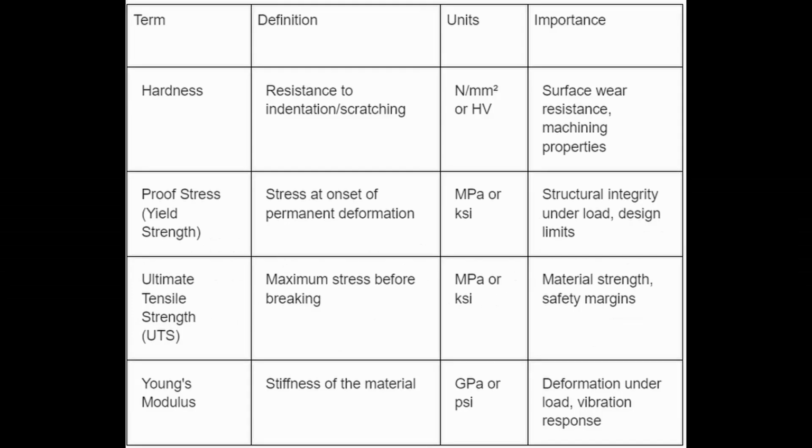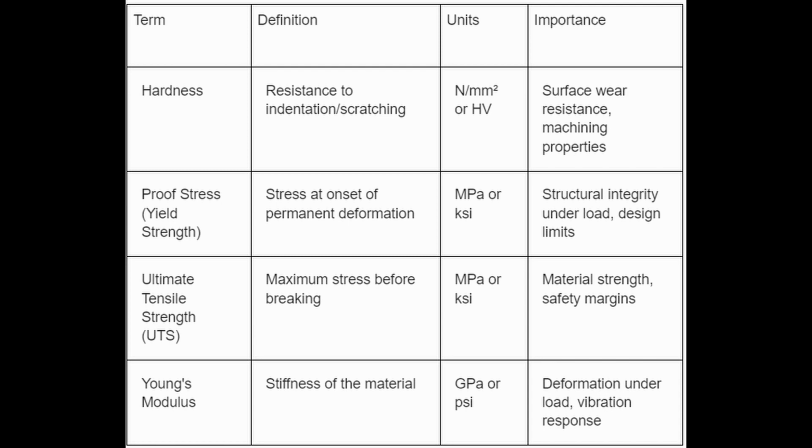So, to summarize, hardness is the resistance to indentation and scratching. The units are measured in newtons per millimetre squared, and the importance is surface wear resistance and machining properties. Proof stress, yield strength, is the stress at the onset of permanent deformation, in megapascals. Its importance is the structural integrity under load and design limits.